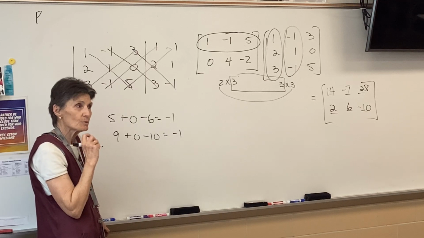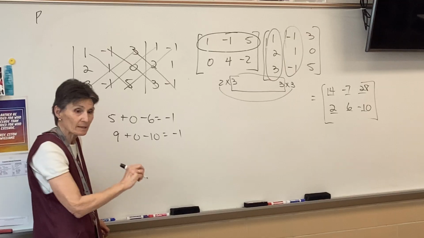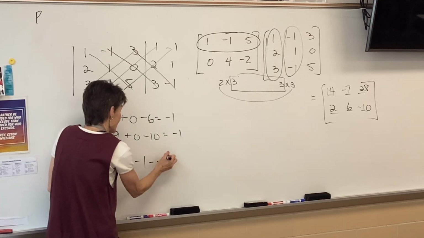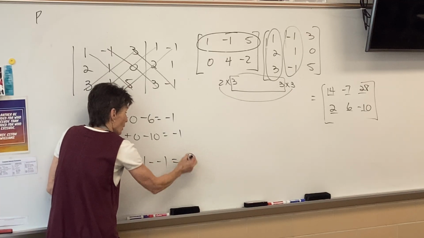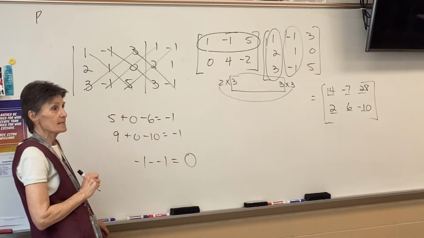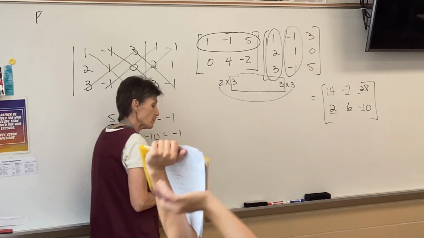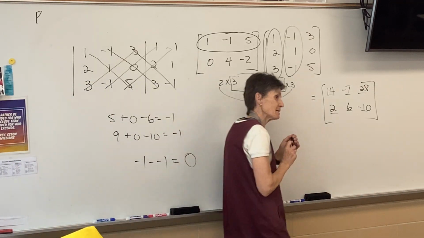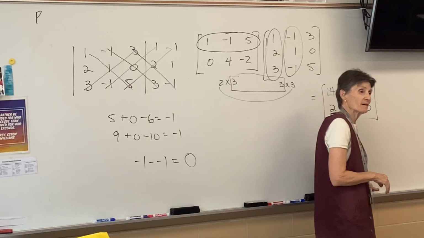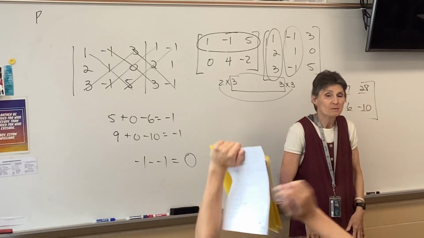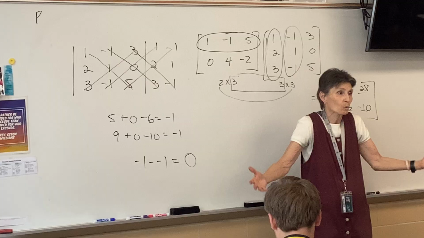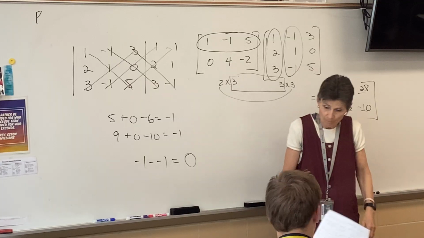What do we do with those two numbers? Subtract them. So -1 minus -1 is going to be 0. That's okay. Determinants can be 0 unless you're trying to find an inverse. That's not a good thing. But otherwise, that's okay. This can work out to be 0.